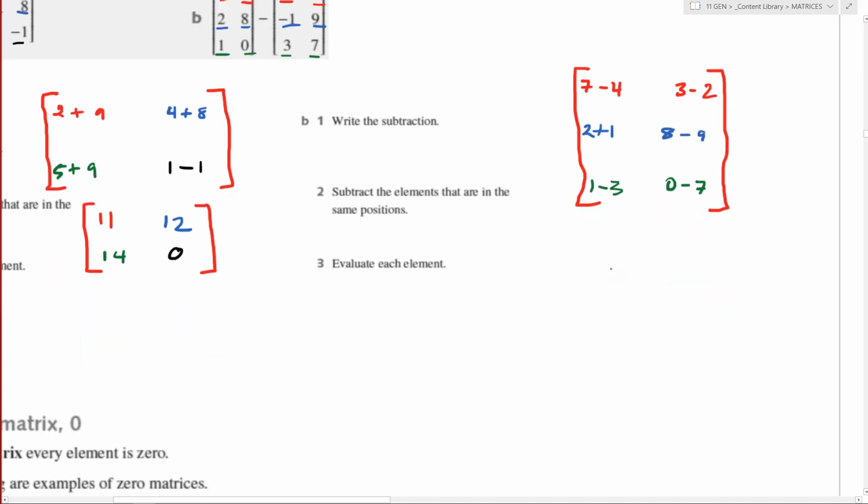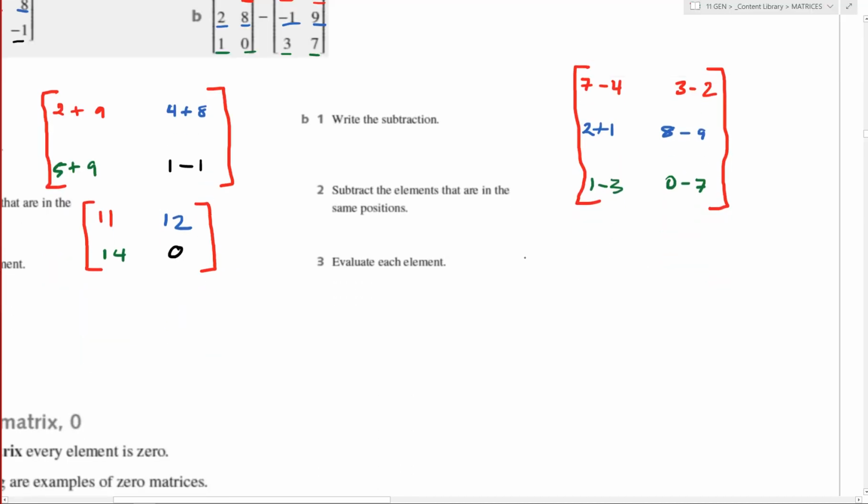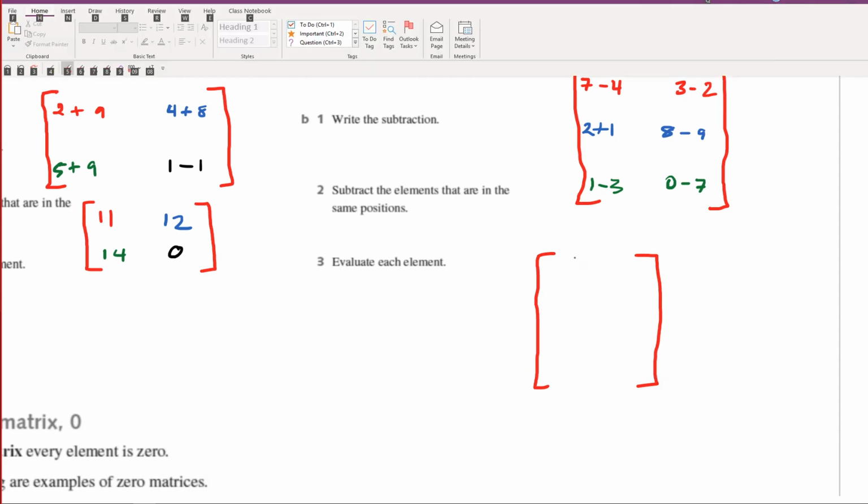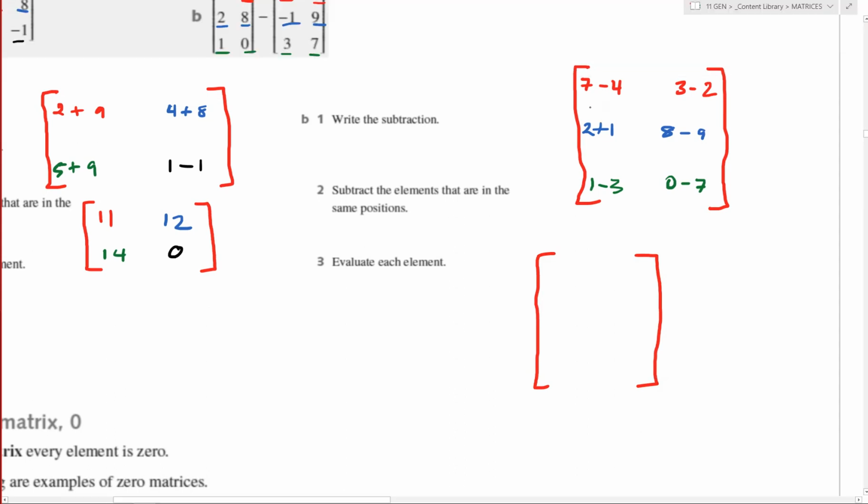And then we evaluate it. Always try to draw your matrices nice and neatly, guys. It just makes it easy for you. So 7 minus 4, the first element on the top left, is 3. 3 minus 2 is 1. 2 plus 1 is 3. 8 minus 9 is negative 1. 1 minus 3 is negative 2. And 0 minus 7 is negative 7. Oh, didn't change color.